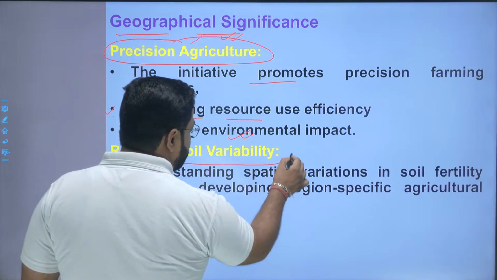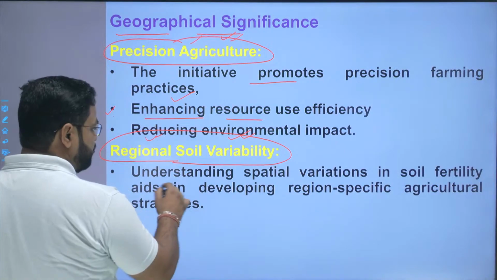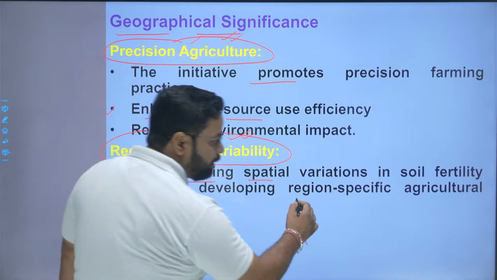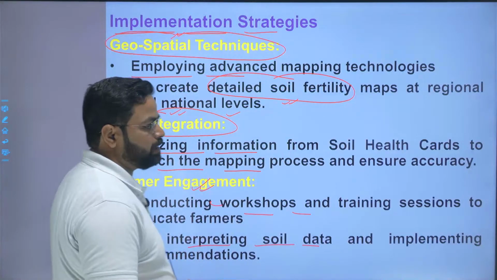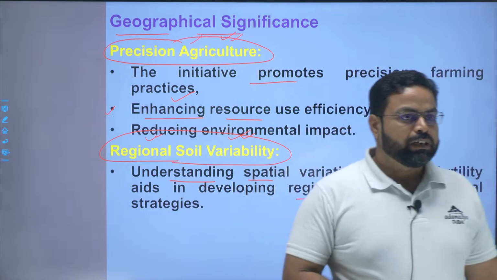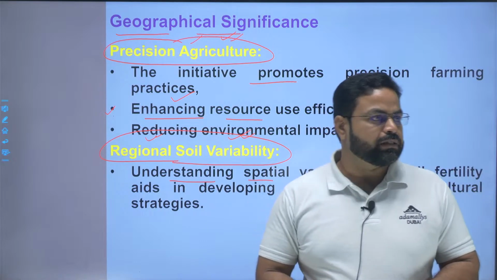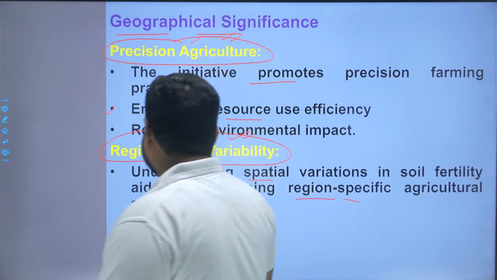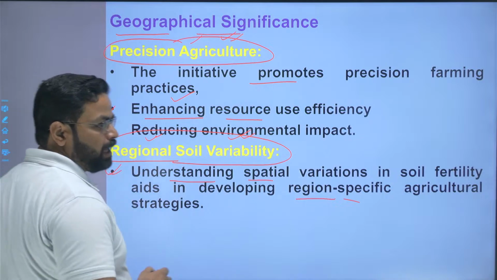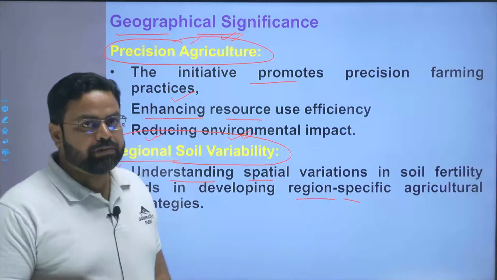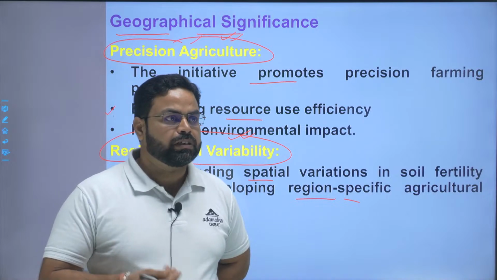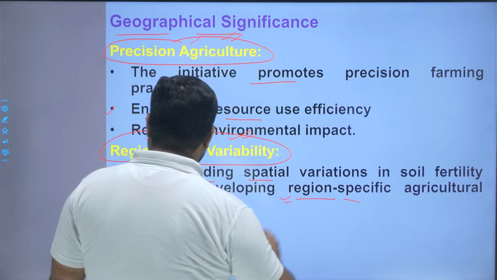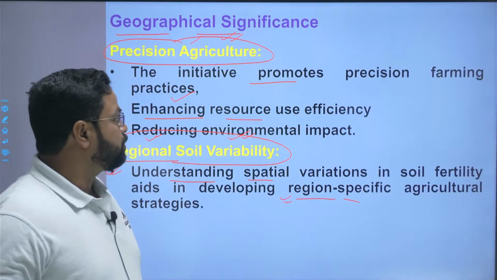Regional soil variability will be addressed. Understanding the spatial variations in soil fertility aids in developing region-specific agricultural strategies. So each region will have tailor-made planning for agricultural and farming practices in that particular region. This can be done with this map. Having this map will help the government, whether it is the national government or the state government, to address region-specific problems and thereafter plan region-specific agricultural strategies, right? So this is the whole thing.